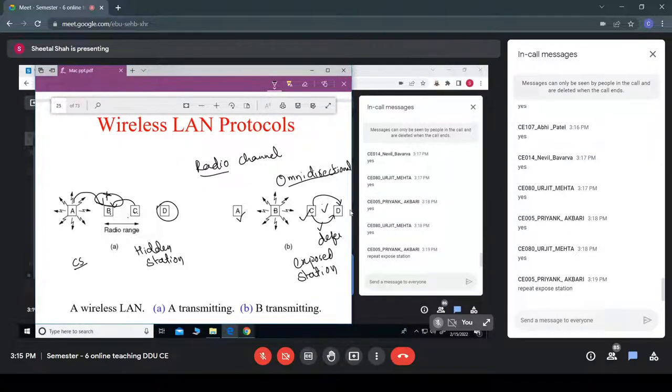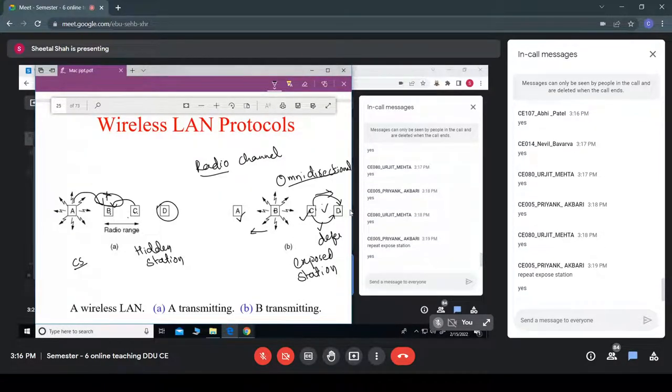See, B wants to send some frame to A. C wants to send some frame to D. In the range of B, the two stations are A as well as C. D is not in the range of B. Are you getting me? So while B is transmitting, and C wants to transmit to a station, because all these are in a wireless network, it is not known whether D is in this direction or that direction. Where D is present, it is not known.